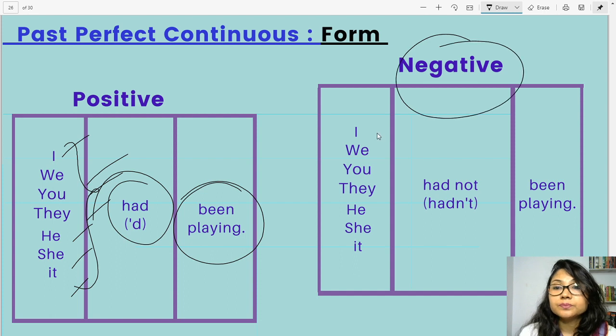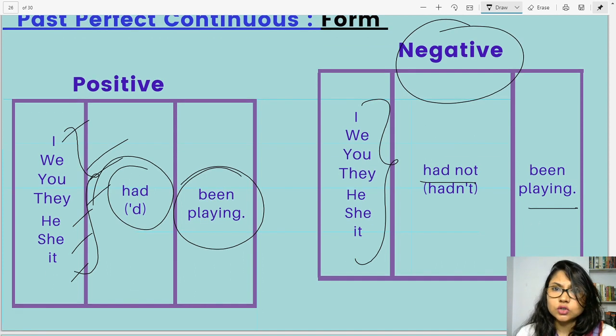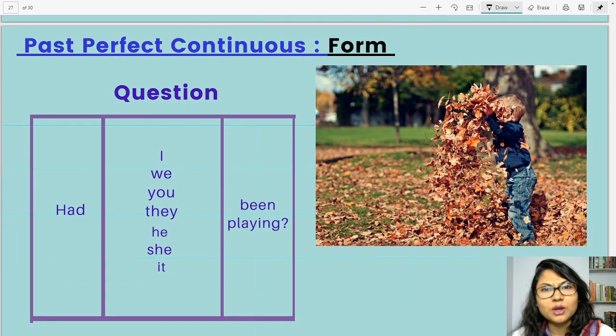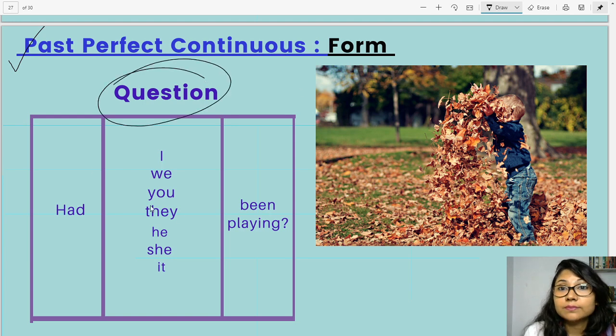And the negative: I, we, you, they, he, she, it had not been playing, or I had not been playing. I hadn't been playing. We hadn't been playing. Alright, this is how you keep on saying. Keep on saying while I move on to the next slide. You don't stop. You keep on saying. Alright, stop now. Past perfect continuous form question.